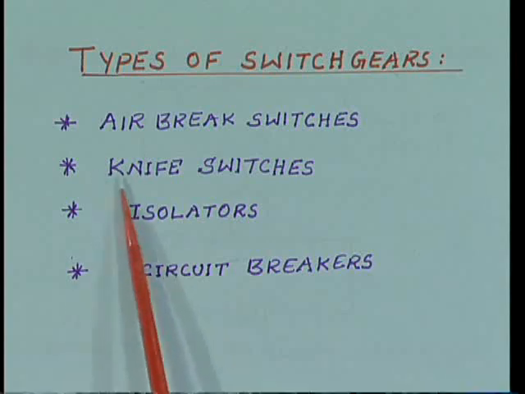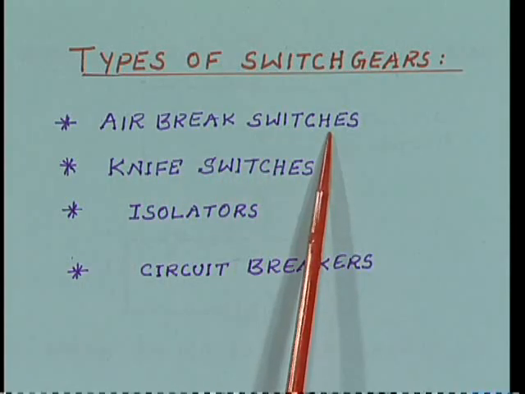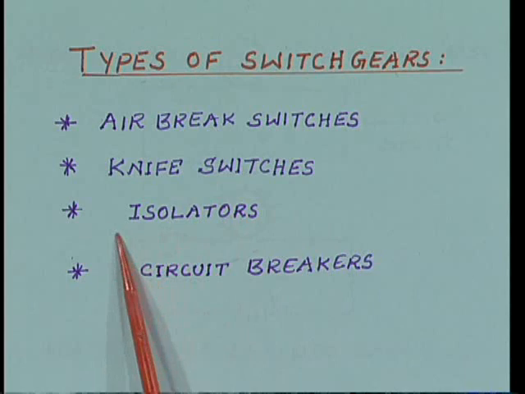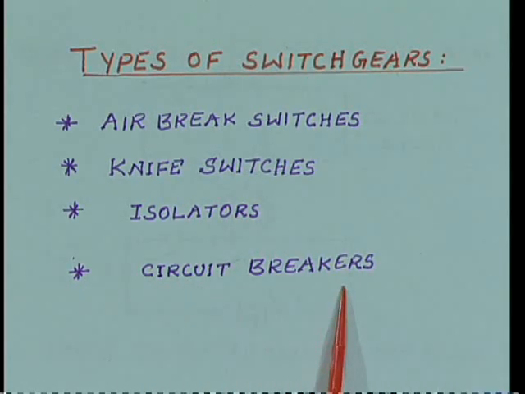The switch is either making an electrical circuit or breaking an electrical circuit. So when you put on the switch, the lamp glows. When you don't put on the switch, the lamp doesn't glow. That means the switch is making a circuit, or it is breaking a circuit. Today we will discuss the types of switch gears. The types of switch gears are air brake switches, knife switches, isolators, and circuit breakers. All these four are doing switching operations only.